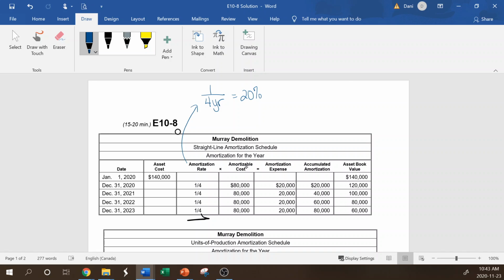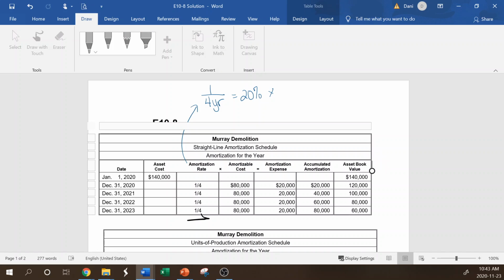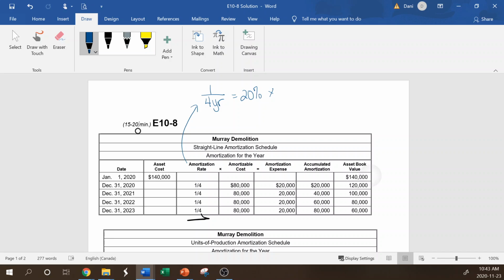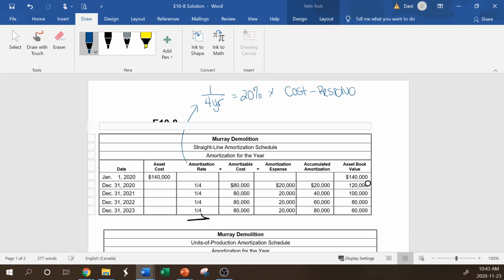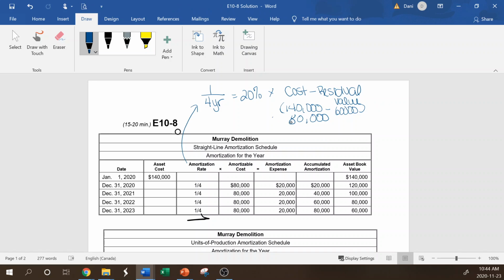And that is where the amortizable cost comes in, where we multiply this 20% by the amortizable cost, which remember is our cost minus the residual value. So that is the $140,000 cost minus a $60,000 residual value, and that gets us to the $80,000. So that is the amortizable cost that is being used here.